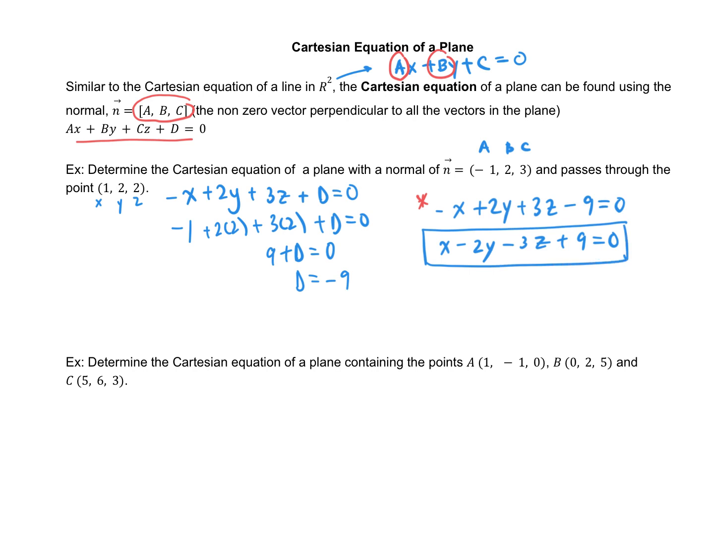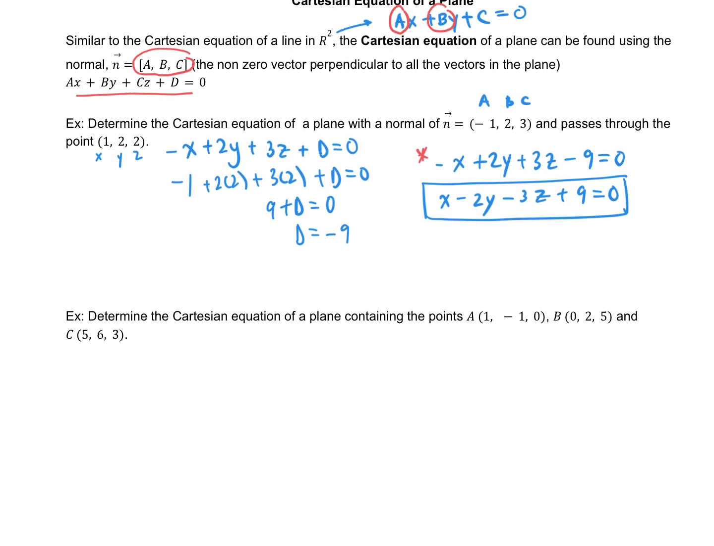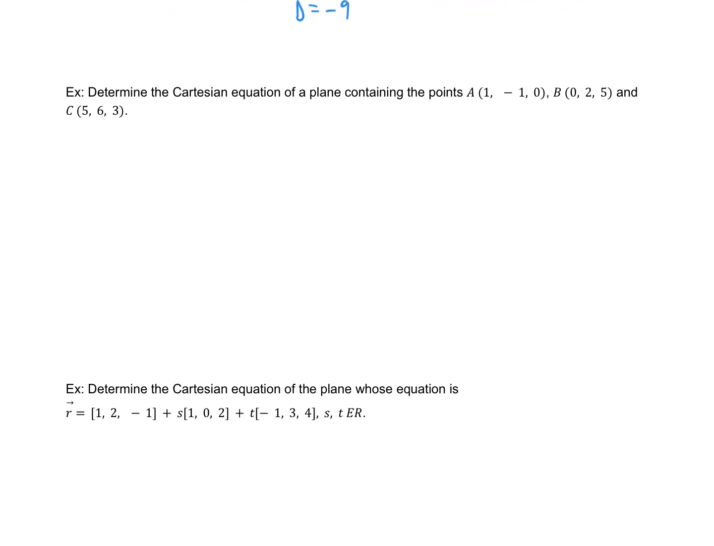So in this example, we were given the normal directly. Determine the Cartesian equation of the plane containing the points A, B, C. Okay, well, I know for the Cartesian equation, I need the normal and I need a point. I have lots of points to pick from, that's great, but I need the normal. To find a perpendicular vector, I need two direction vectors, because then I can take the cross product. So we're going to start this question off as if we're finding the vector equation and we're looking for those two direction vectors.